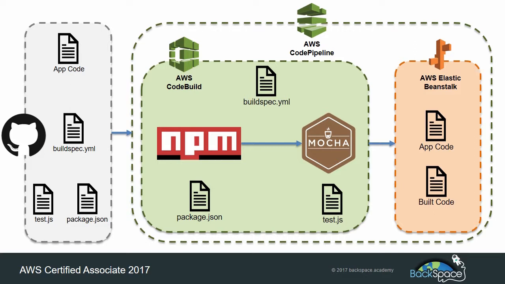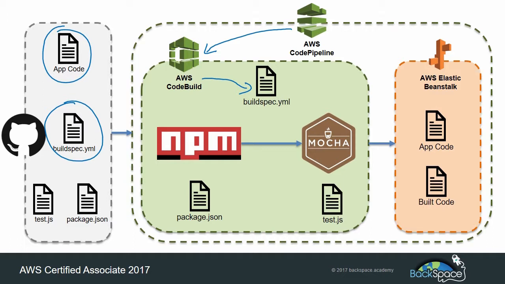Okay, so as before, we have our application code, which will be located inside of our GitHub repository. But we also have a buildspec.yaml file, and that is simply a list of commands that need to be run for AWS CodeBuild to build and test our application. So the way it works is that when we get a change to our GitHub repository, as before, that will invoke AWS CodePipeline, which will then invoke AWS CodeBuild.